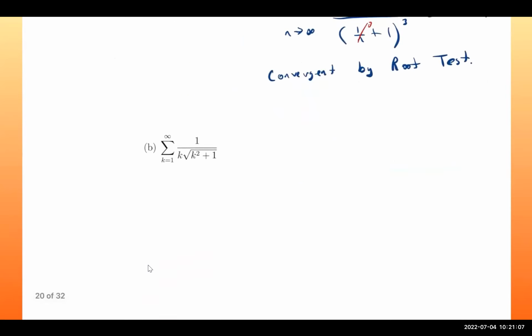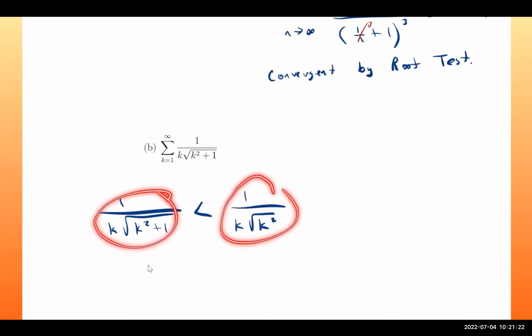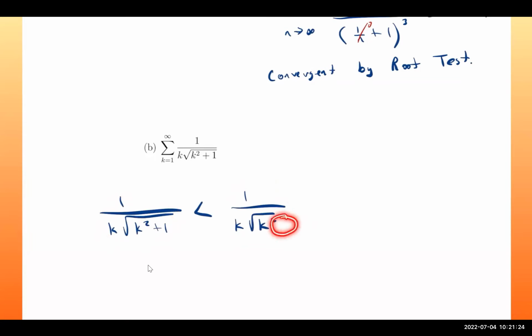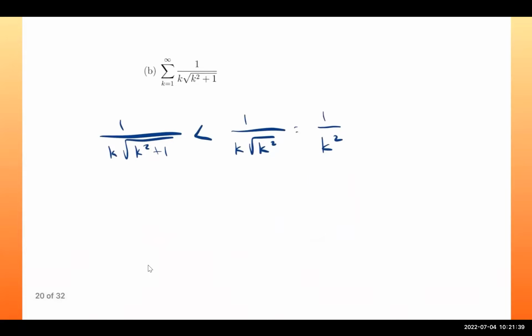All right, this next one looks like a comparison test again, because this fraction can be compared to something simpler. We can say that this is less than this because the denominator is smaller, which makes a fraction bigger. And this is just k, so k times k is k squared, so this becomes 1 over k squared. And once again, since this series converges, then this series must converge by the comparison test.